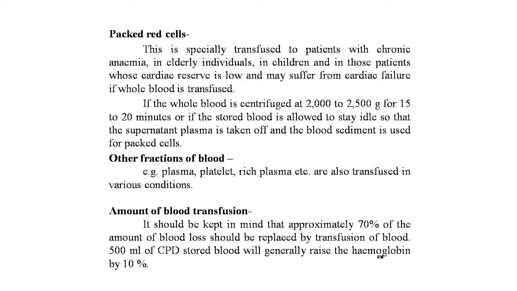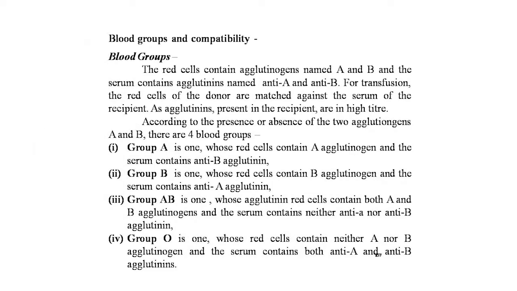Amount of blood transfusion: it should be kept in mind that approximately 70% of the total amount of blood loss should be replaced by transfusion of blood. 500 ml of CPD stored blood will generally raise the hemoglobin by 10%. Now, the blood groups and compatibility.